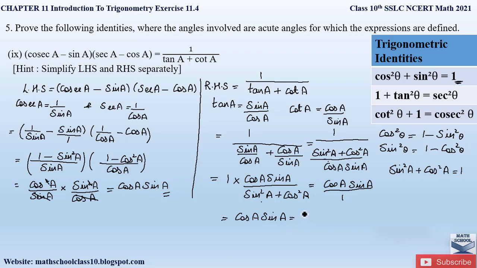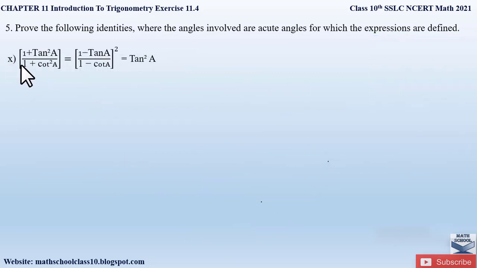So this is equal to what? Our left hand side part. Therefore, the right hand side is equal to the left hand side. Now this is the last part of question number 5, that is, 1 plus tan square A divided by 1 plus cot square A equal to 1 minus tan A divided by 1 minus cot A the whole square, is equal to tan square A. So we have to prove the first part equal to tan square A as well as the second part equal to tan square A.